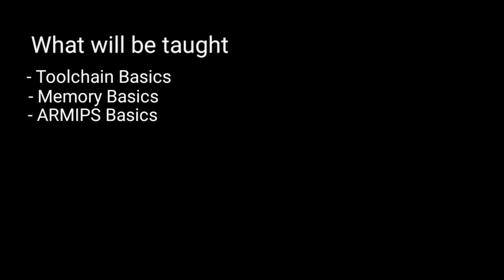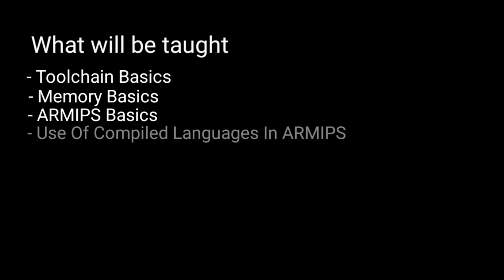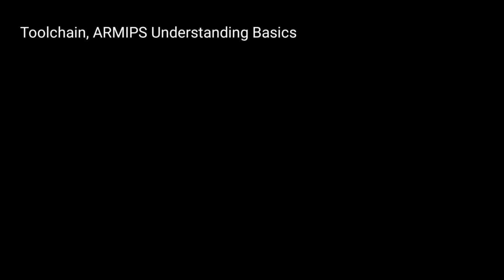You will also learn for binary how you can use compiled languages such as C, C++, Rust, etc. Preferably C in this series. In a future video, I will show you how to work with my SM64 injection template in my GitHub that can be used for this. Check the description for this source code. Toolchain knowledge and ARMIPS basics.